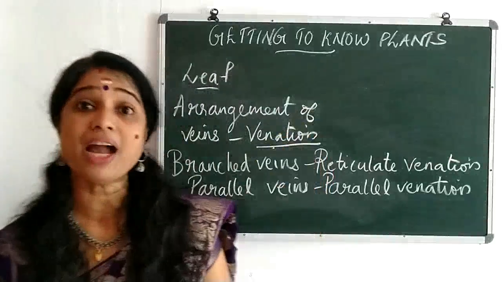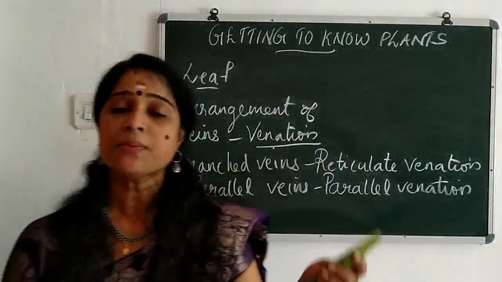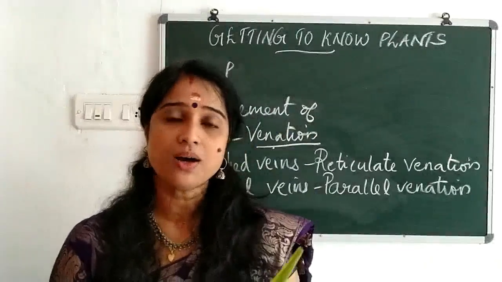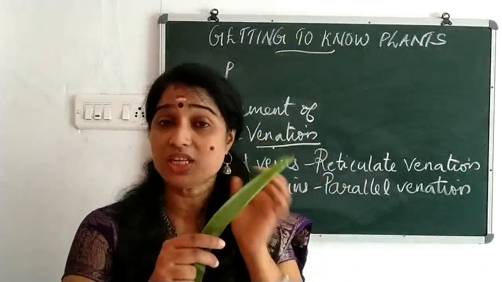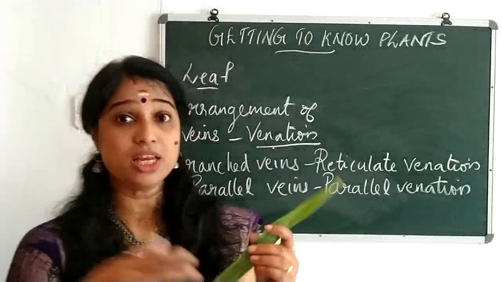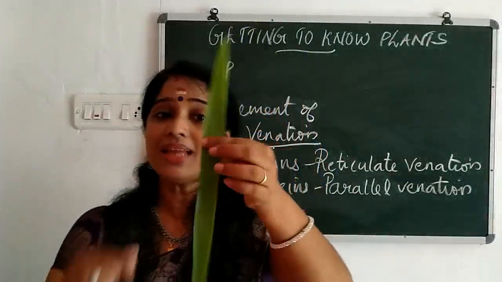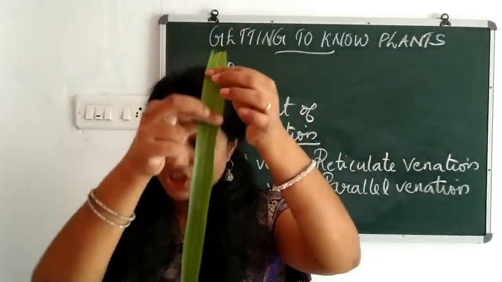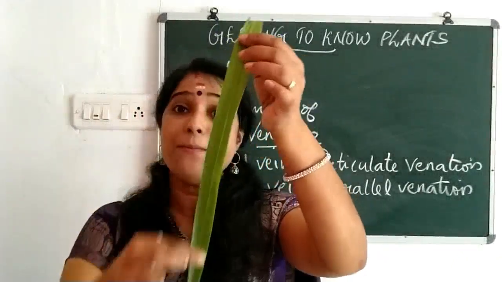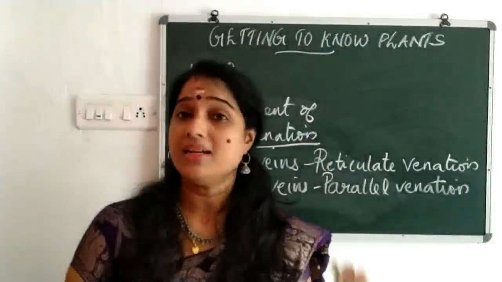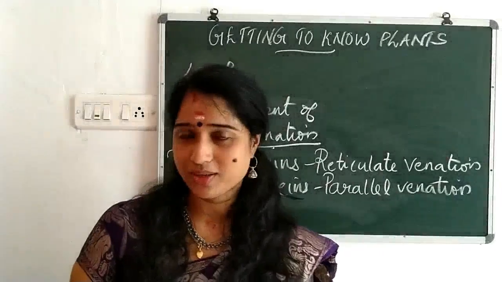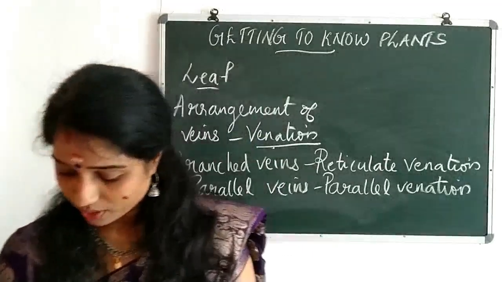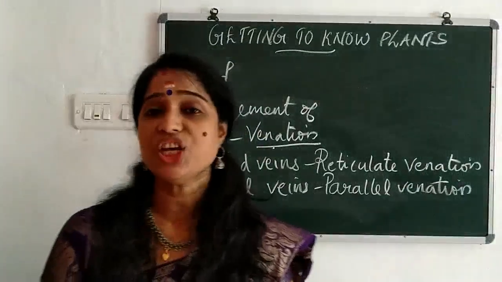And in the case of fibrous root plants, maize, then grasses, etc., they all have which type of venation? Parallel venation. Just observe any grass that you see in your area, and you could see that they all have the venation like this only. This is the parallel venation, and these plants are all what? Monocot. Clear?